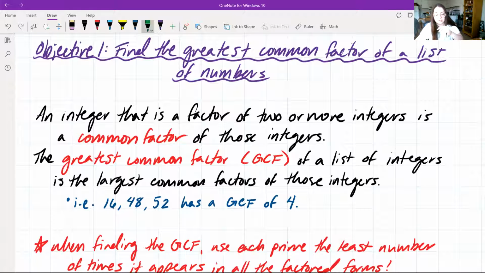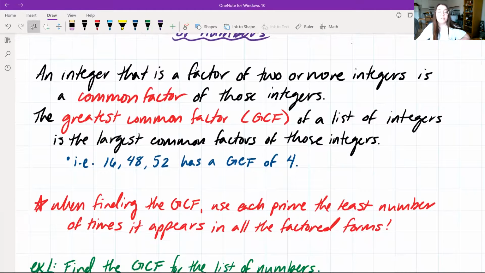So for example, if we have something like 16, 48, and 52, this is going to have a greatest common factor of 4. They also have a common factor of 2, but the greatest common factor is going to be 4, since we see that 2 times 2 is contained in each one of these integers. So when finding the greatest common factor, use each prime the least number of times it appears in all factored forms.